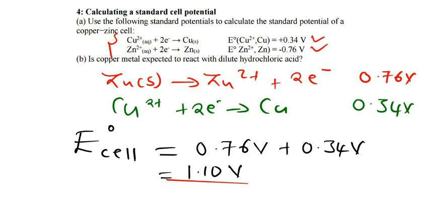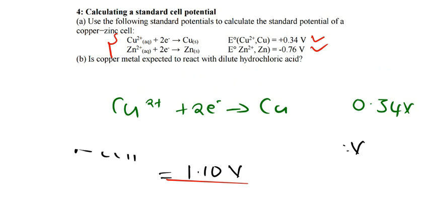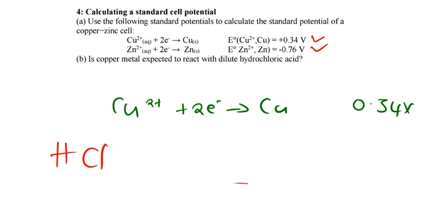So question 4B is the question that I want you now to have a look at. Is copper metal expected to react with dilute hydrochloric acid? So whenever you see HCl, HCl is a strong acid. Expect dissociation of the hydrogen ions from it and the chloride ions, complete dissociation. Now, is copper metal expected to react with the HCl? That is the question.